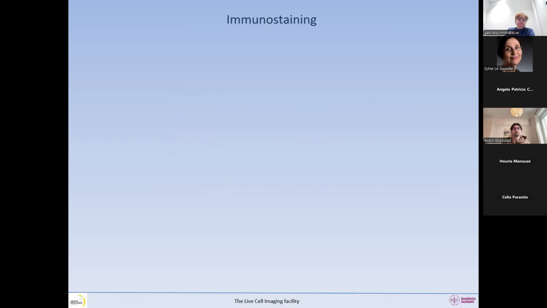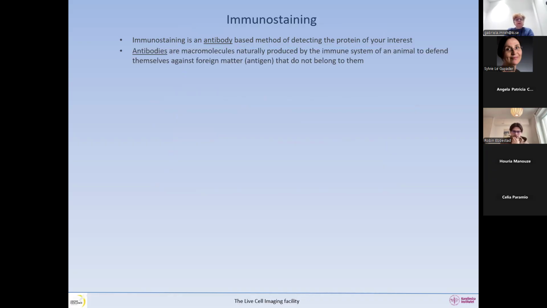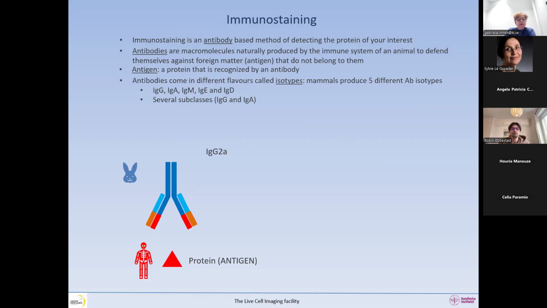So a few words about immunostaining, just a very quick recapitulation. Immunostaining is an antibody-based method for detecting the protein of your interest. The antibodies are macromolecules, which are naturally produced by the immune system of the animal, us, to defend ourselves against foreign matter, which is called antigen, that does not belong to them. So the antigen is the protein that is recognized by the antibody. Here I depicted the protein, the antigen, coming from the human. And then we have our antibody, in this case IgG, which comes from a rabbit.